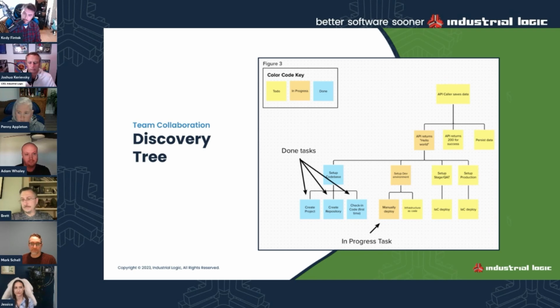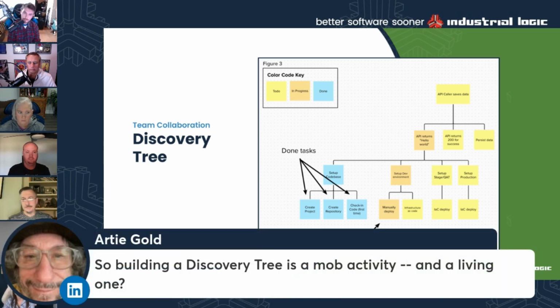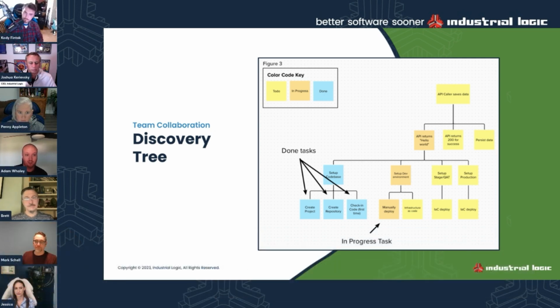Artie in the chat just asked, so building a discovery tree is a mob activity and a living one? Yeah, very much so. It changes every day, every second, every minute. If we find new work or we discover new work or we complete work, we try to update it and keep it visually up to date as much as possible to communicate that progress with the team and the other mobs. It also helps us remember what we've done and what's coming up.